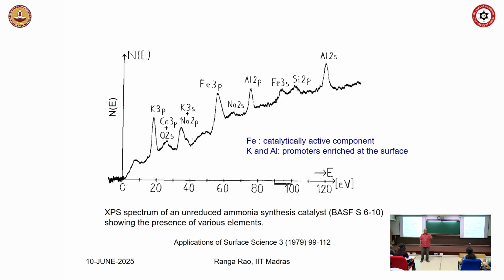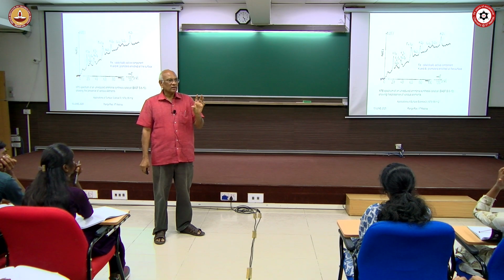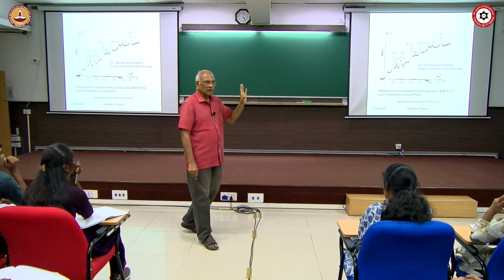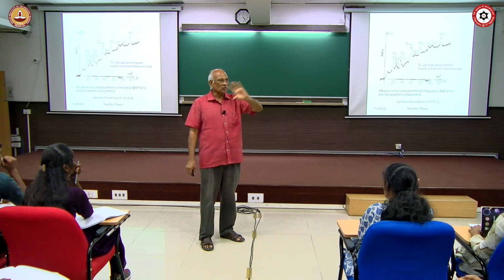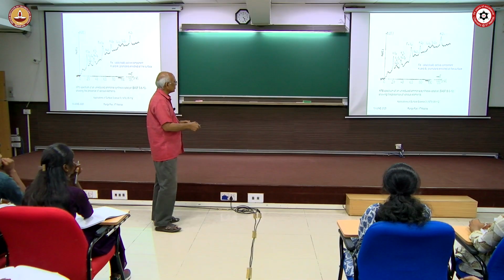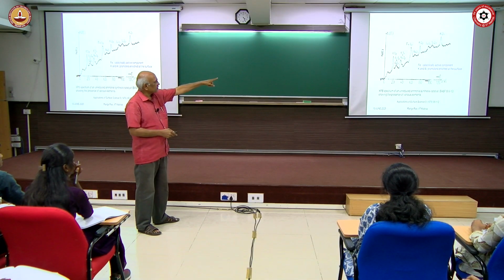So, it is not only iron, it has some promoters: aluminum oxide, potassium, and some silica. It's a very dirty catalyst. Of course, iron is very important, but it has a lot of other promoters so that the catalyst works. So, this is the XPS spectrum of that.